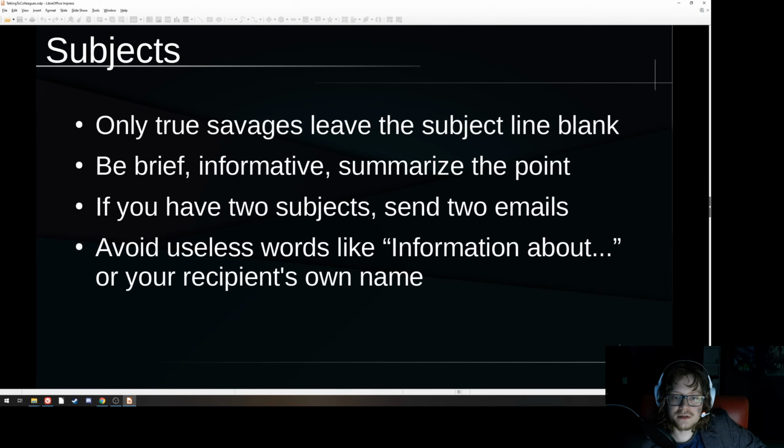And obviously avoid using the recipient's own name. The person you're talking to is not a Pokemon. You don't have to address them as Dear Pikachu and then what you're going to write the email about. Just say what you're going to write the email about. You don't have to include their name in it. They know their own name, hopefully.